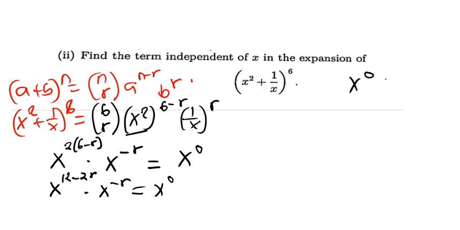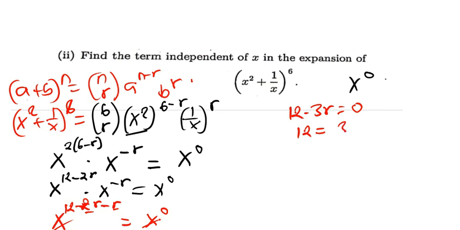If the bases are the same and you are multiplying, you add the powers. So x to the power 12 minus 2r, minus r, is equal to x to the power 0. Cancel the base and equate the powers. So 12 minus 3r is equal to 0. So 12 is equal to 3r; divided by 3, r is equal to 4. If r is 4, what is the term that doesn't have x?